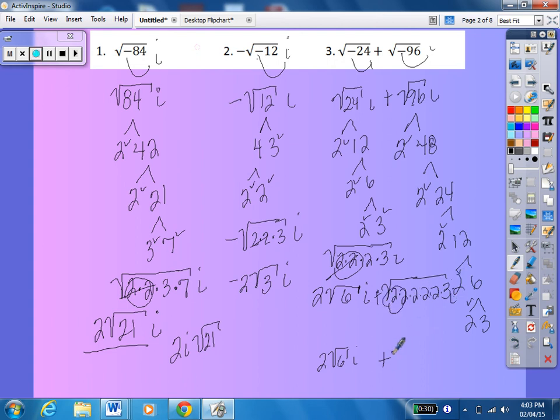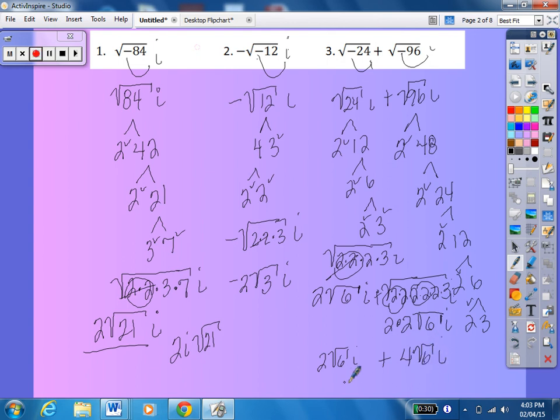There's a 2 that's coming out. There's a 2 that's coming out. And then you have the 2 times 3 left that are not a pair. They're going back in. And so we get this. 2 times 2 is 4, square root of 6i.